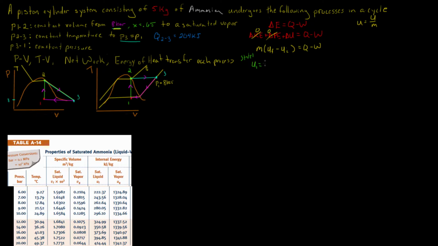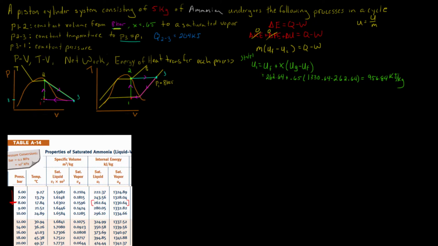U1 is going to be equal to the specific internal energy at a saturated liquid, plus our quality, which is x, times the difference of Ug minus Uf. And these numbers are going to be found by going down to 8 bar and using this row. So we're going to be using these two numbers right here. This is going to be equal to 262.64 plus x, which is 0.65, times 1,330.64 minus 262.64. And the answer to that is 956.84 kilojoules per kilogram. Okay, so that wasn't too bad.